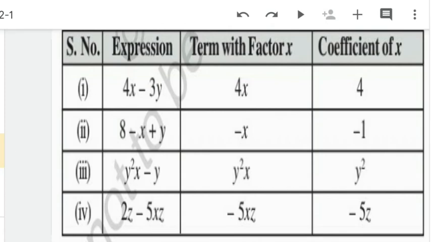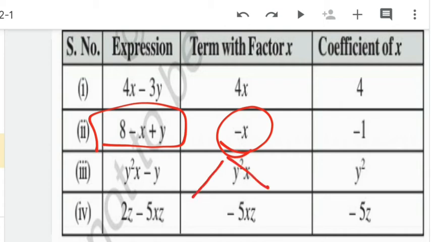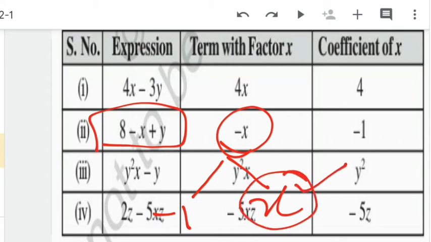Let's see another example: 8 minus x plus y. Here we have only one term in which x is a factor, which is minus x. For minus x, the factors are minus 1 and x. We have to find the coefficient of x, so we leave x and the remaining factors are its coefficient. That means the coefficient of x is minus 1.